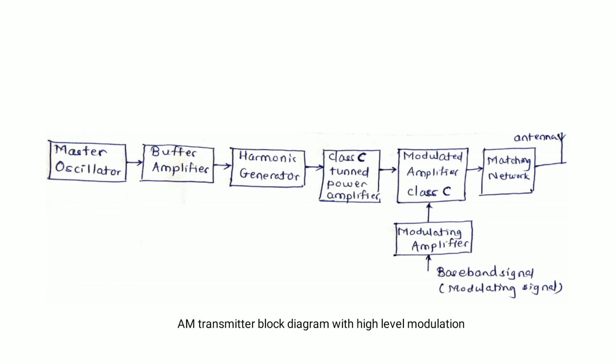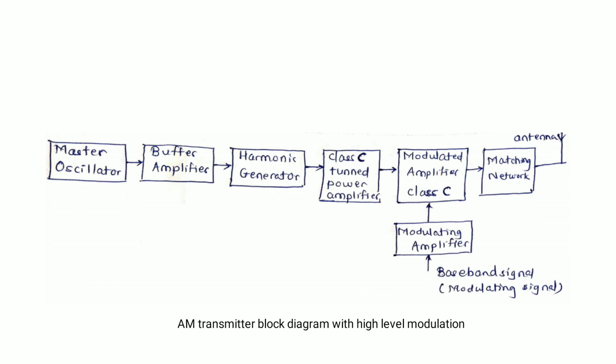Power amplifier: its main purpose is to increase the effective transmission of the modulated signal through the antenna. Modulated amplifier: in this, the carrier signal coming from this side and the baseband signal get multiplied and it generates an AM modulated signal, and the output of this modulated amplifier, that is the modulated signal, is given to this matching network. For feeding a modulated signal to the antenna, a feeder or matching network is used, and it is used to match the impedance of the antenna to the modulated amplifier class C.